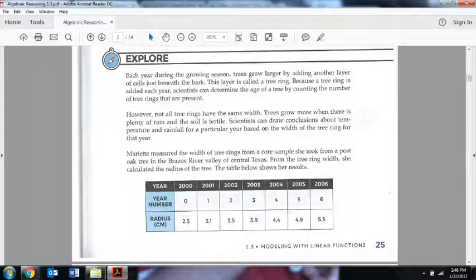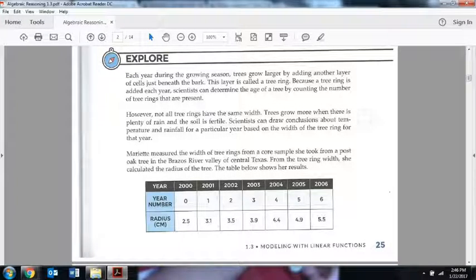So this one right here, we have each year during the growing season, a tree grows larger by adding another layer of cells just beneath the bark. So, you know, trees have rings. It's kind of like 1 ring, 2 ring, 3 ring, that sort of thing. And this has to do with the size of the tree rings. All right. So when there's plenty of rain, the trees grow.